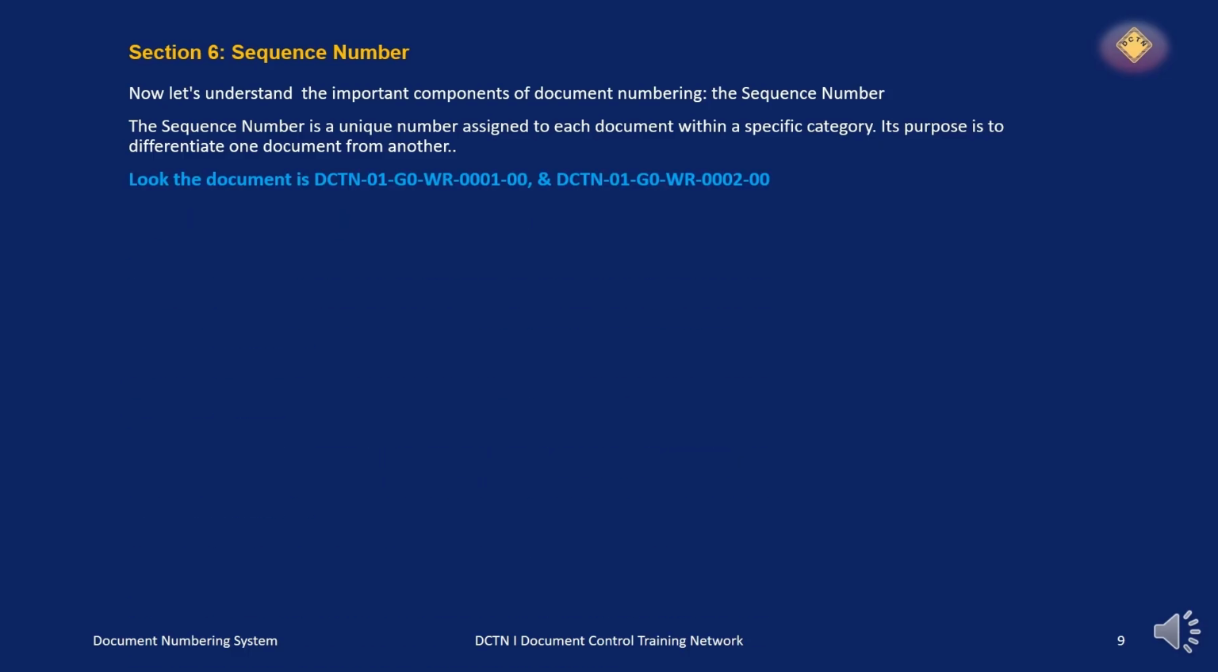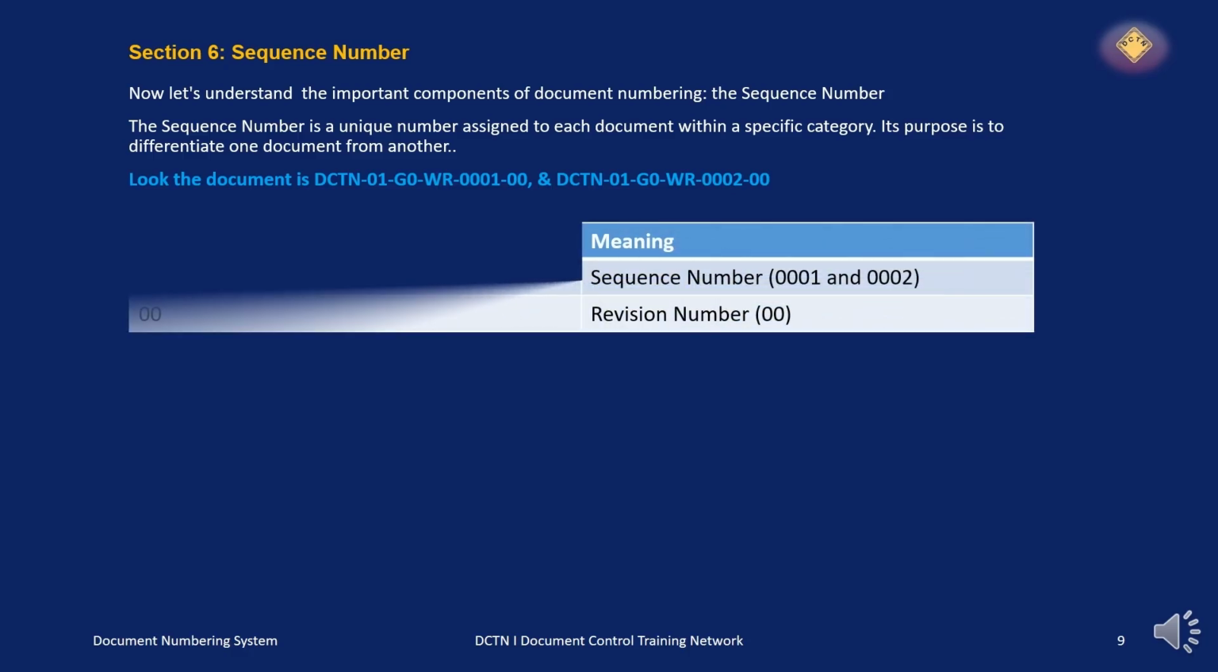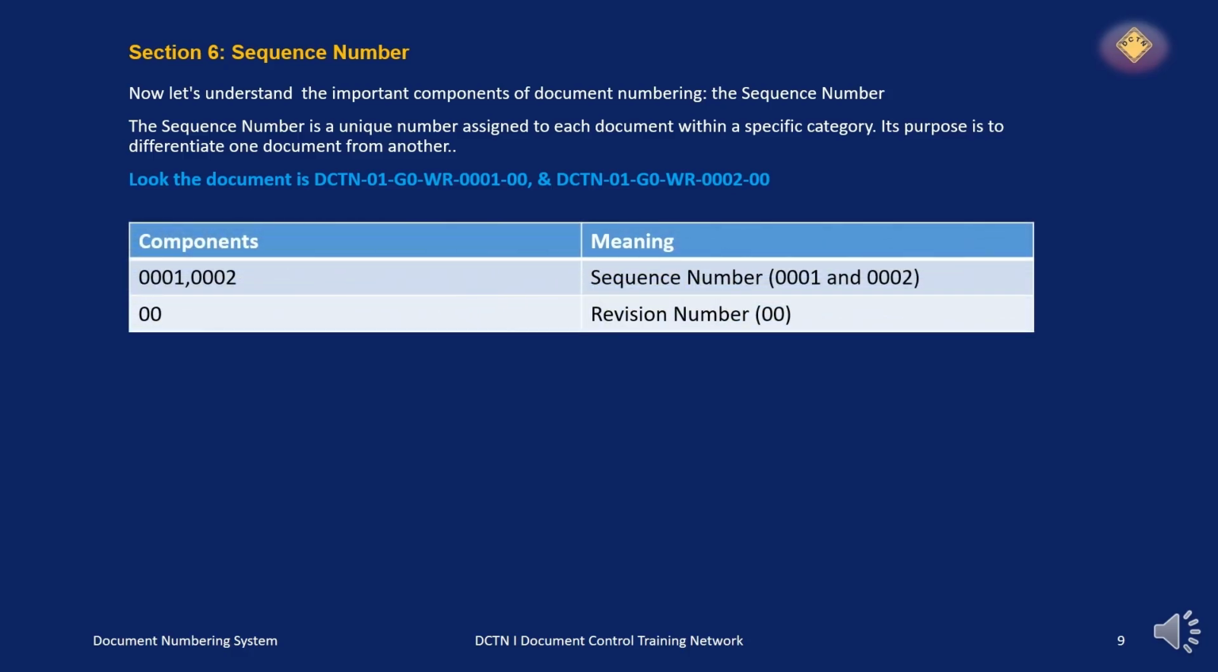Look at the documents DCTN-01G0WR-000100 and DCTN-01G0WR-000200. Look at the table here. The second last components, 0001 and 0002, mean the sequence number, and the last 00 means the revision number. As per the document number, G0 means general and WR means weekly report.